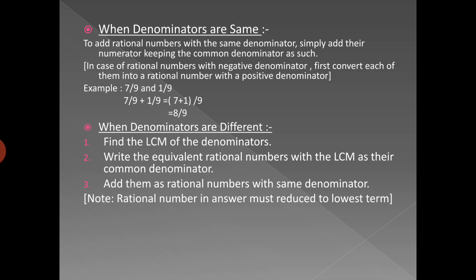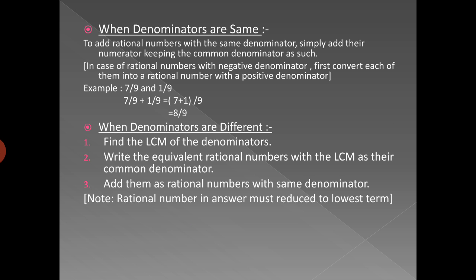The second case is when the denominators are different. In this case, find the LCM of the denominators and write the equivalent rational numbers with the LCM as their common denominator, and then add as rational numbers with the same denominator. Or you may solve it as we did for fractions also, that we take the LCM, change the numerators, add the changed numerators and write the denominator which is the LCM.